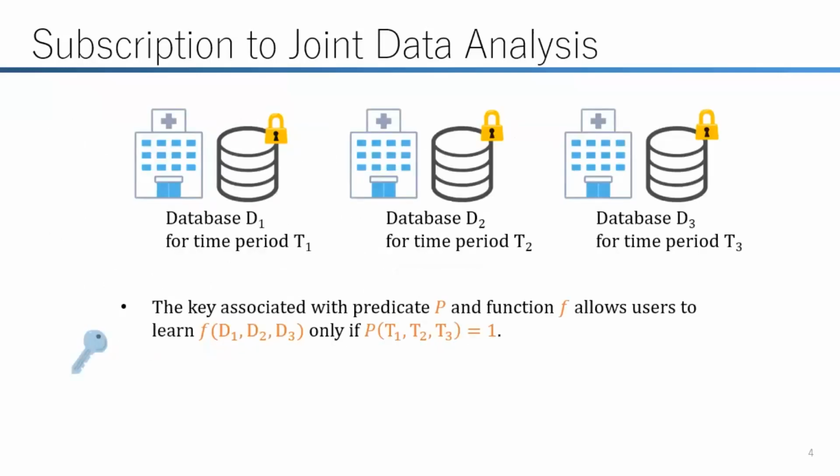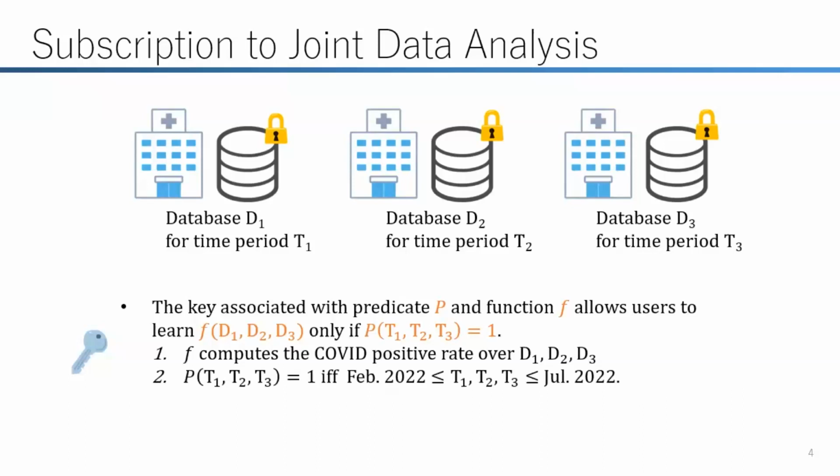More precisely, it is desirable if the key is associated with some predicate P and function f, and this key allows users to run f of d1, d2, d3 if and only if the predicate is satisfied. In this case the time period is the associated data, and the time period must satisfy the predicate. For example, f corresponds to some positive rate over d1, d2, d3, and P is a predicate that is satisfied if and only if T1, T2, and T3 are located in some time period or range.